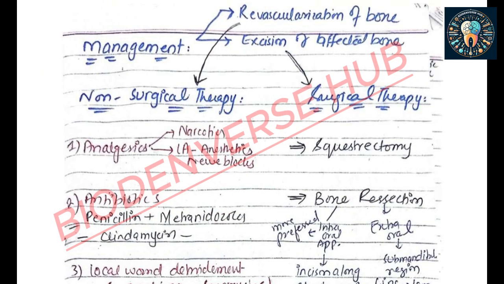Now, what is the management strategy for osteoradionecrosis? We will be covering two areas in your management strategies. The first will be focusing on the revascularization of the bone. As there was hypovascularity, the bone has become devitalized. So you should be approaching it through the revascularization of the bone. And the second approach will be excision of the affected or necrotic bone.